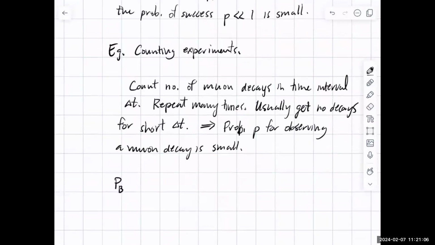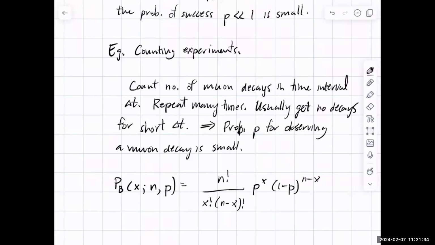The binomial distribution for X successes when the probability of success is P, I think we usually do it this way. When we run N trials of an experiment and the probability of success is P, it was N choose X, which we can write as this combination of factorials. And then it was P to the X times 1 minus P to the N minus X.